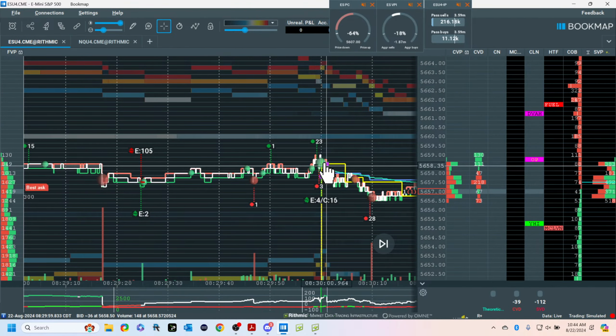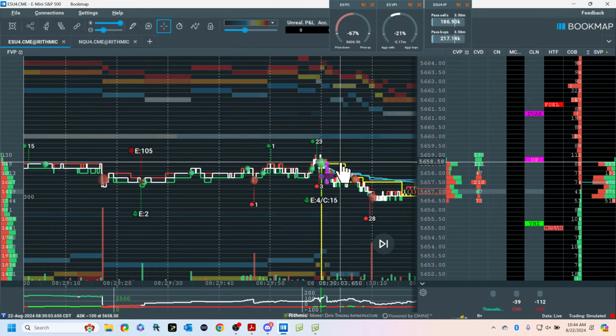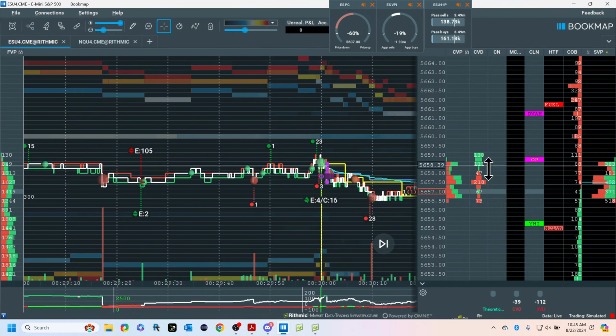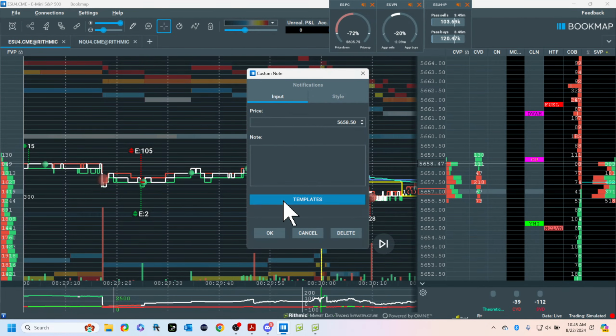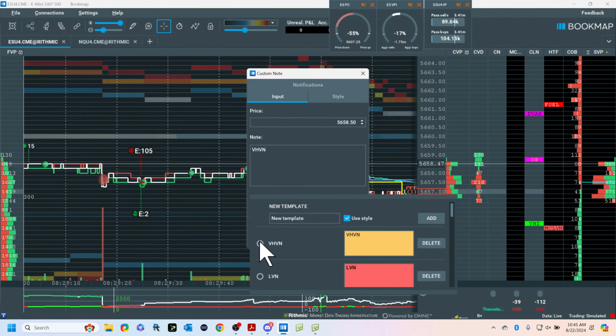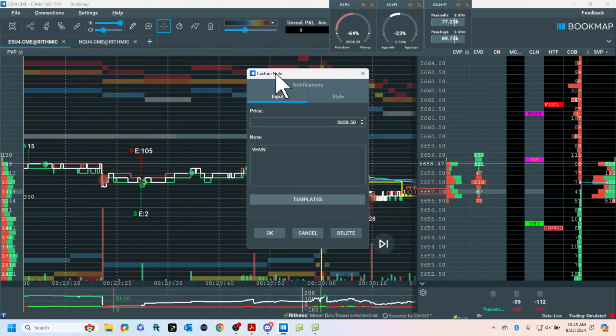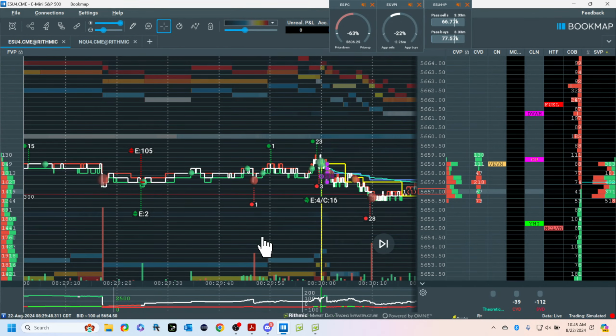So this is called developing volume point of control. It shifts down. That is saying this is too high. I label it a variable high volume node. Remember, I made these things up because I started doing this a long time ago, and there was nothing in the retail space that had any of this. So I just sort of had to make it up.